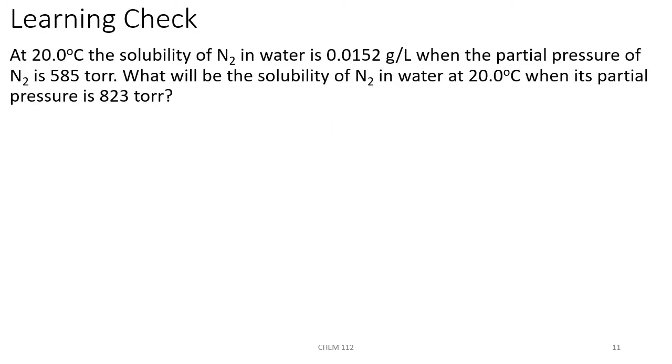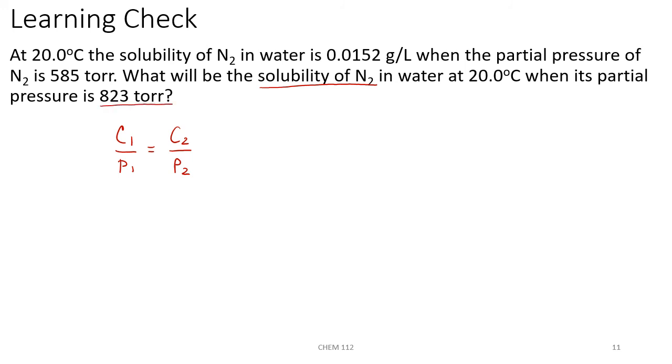At 20 degrees Celsius, the solubility of nitrogen gas in water is 0.0152 grams per liter when the partial pressure of nitrogen is 585 torr. What will be the solubility of nitrogen in water at 20 degrees Celsius when the partial pressure is increased to 823 torr? So this is an example of a Henry's law problem. C1 over P1 equals C2 over P2. We want to figure out what the new solubility of nitrogen in water will be when we increase the pressure.